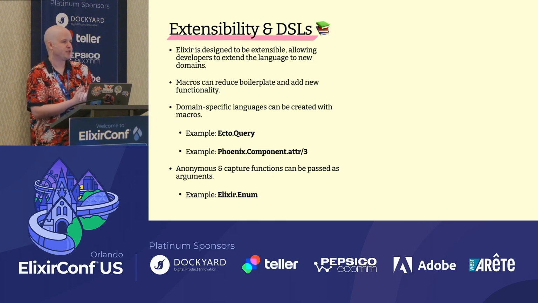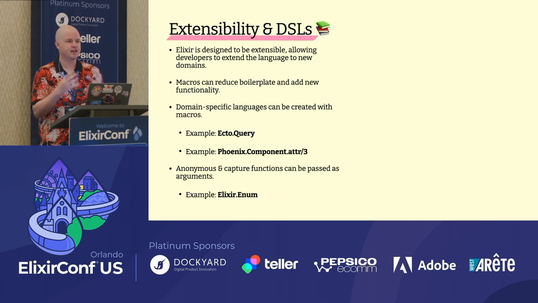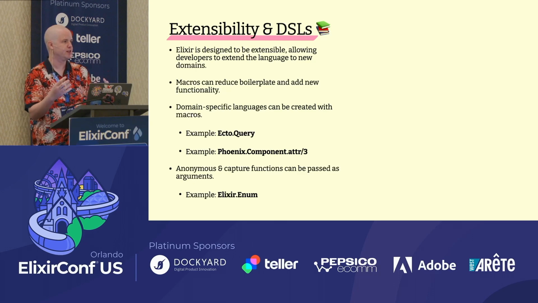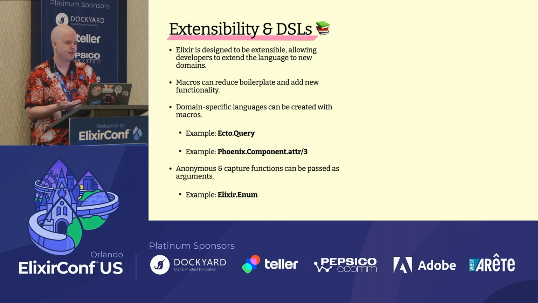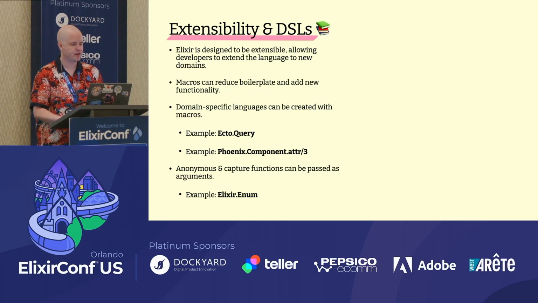Also, a nice feature we get with Elixir is it's been designed from day one to be extensible, and that allows developers outside of the core team to build new features without having to update Elixir itself. Some of this comes through macros, so we can write code that generates other code. Typically, from my experience, the macros I tend to see are abstracting away some boilerplate. But if you're writing a library, you're doing something a little more complex than that.